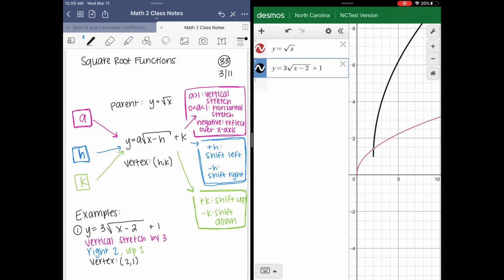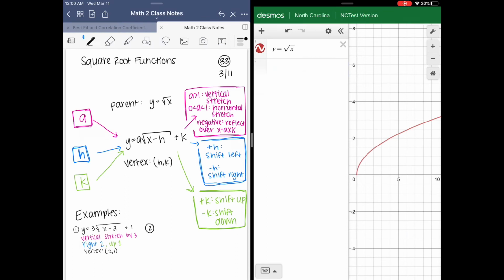Okay, let's do another example. I'm actually going to make this a little bit smaller so I have some room on my screen. You should still have some room on your paper, hopefully. All right, example 2. Let's do y equals 1/2 the square root of x plus 1, minus 3.